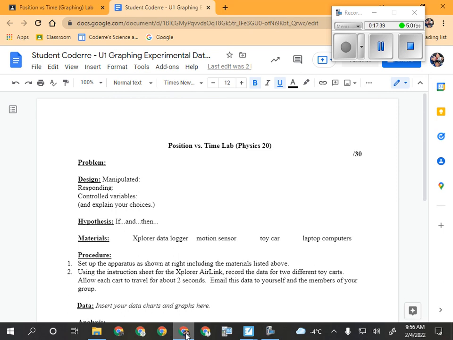Now, in this lab, there's only going to be one responding variable. Sometimes you'll have more. In this lab, there's only one. And then for your controlled variables, you need to list 3.